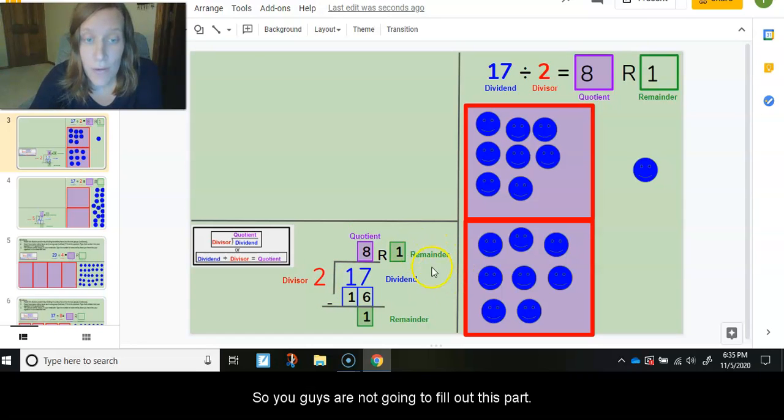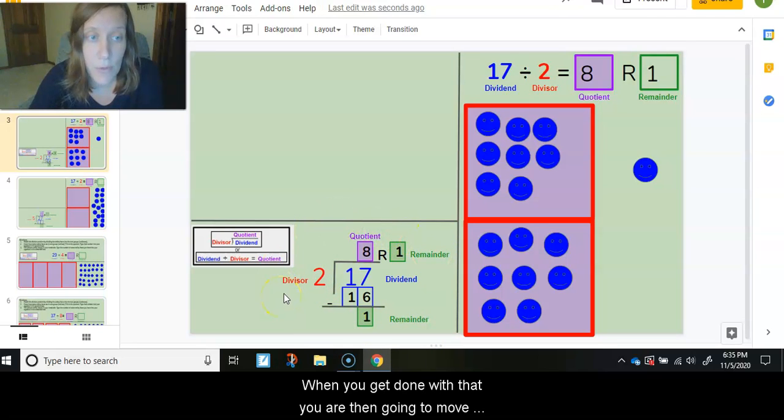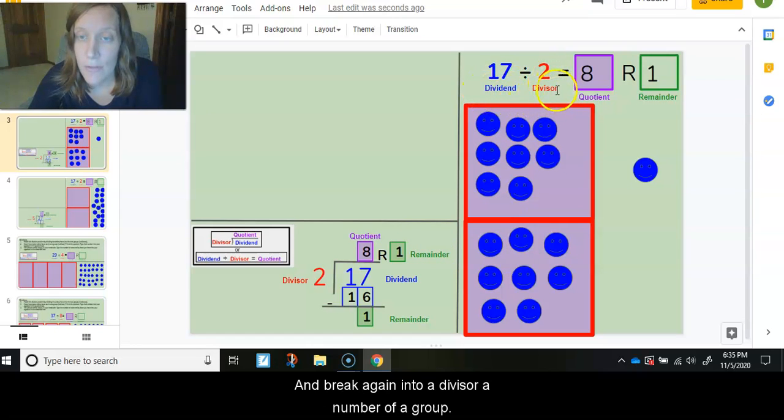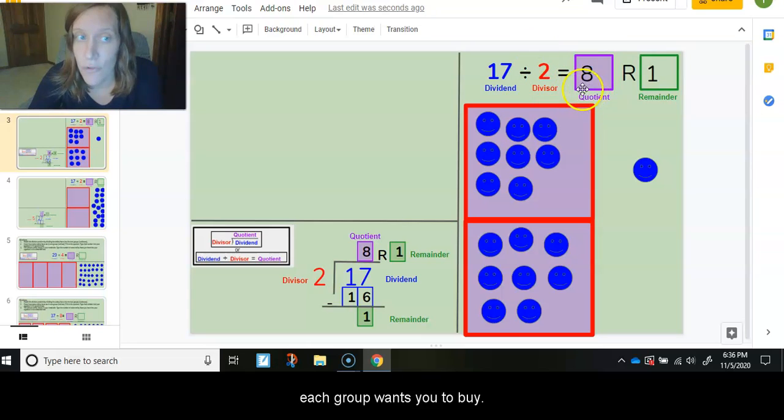So you guys are now going to fill out this part of your page as well. When you get done with that, you are then going to move on to do a few more problems just like this, where you are taking your smiley face as your dividend and breaking it into a divisor, a number of groups, and you want to see how many smiley faces are in each group once you divide.